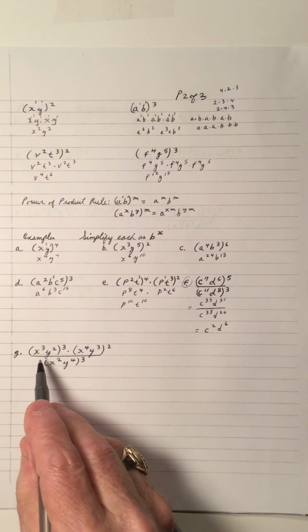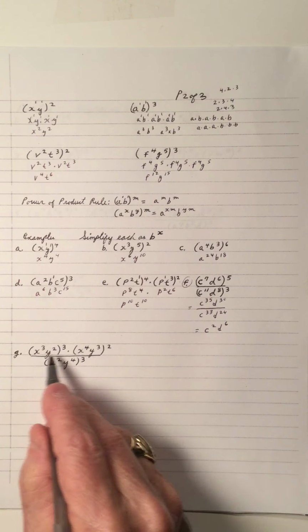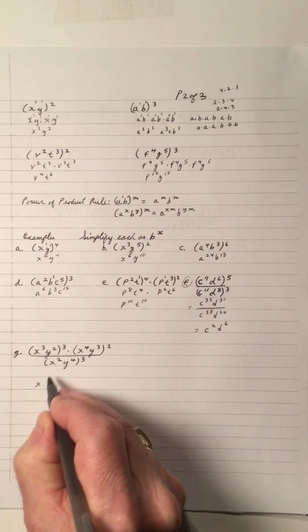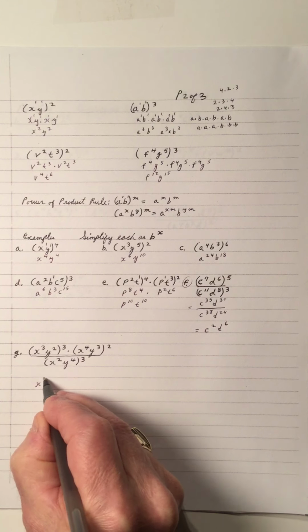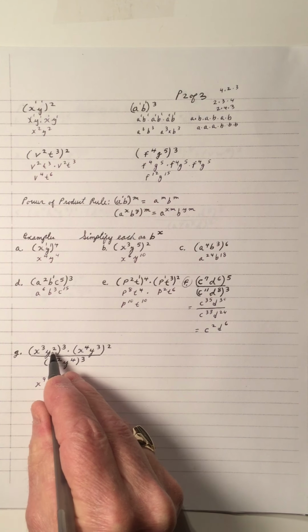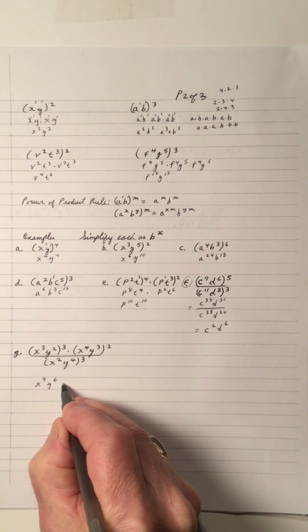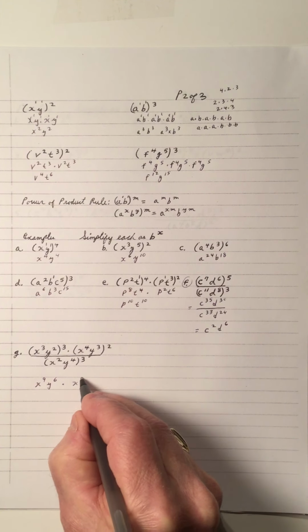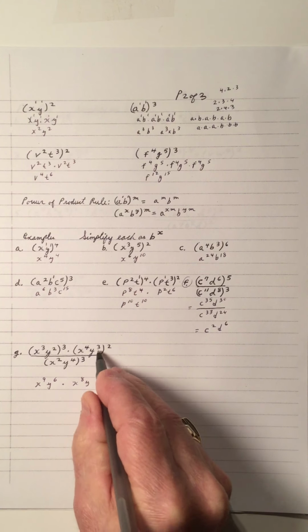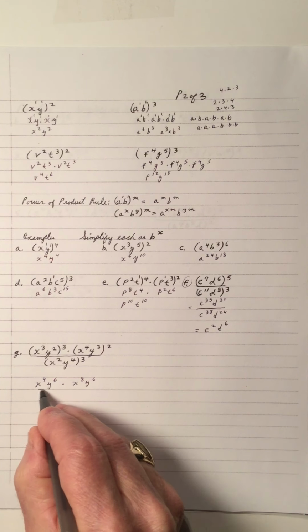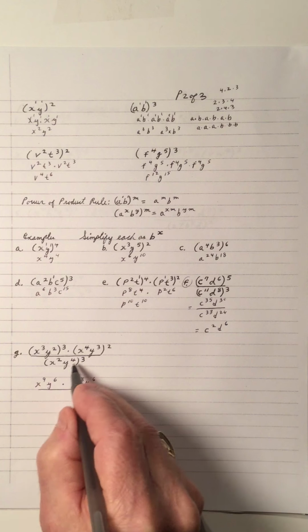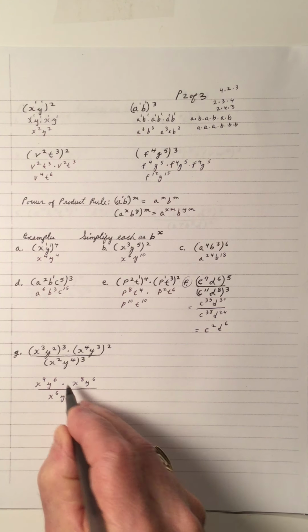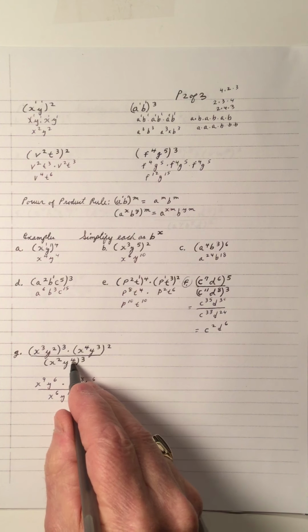And g, the insides are fully done, so we have to work out the powers. X, 3 times 3 is 9, y to the 2 times 3 is 6, and x, 4 times 2 is 8, and y, 3 times 2 is 6. And the bottom, the denominator, x to the 6, y to the 12: 2 times 3 is 6, 4 times 3 is 12.